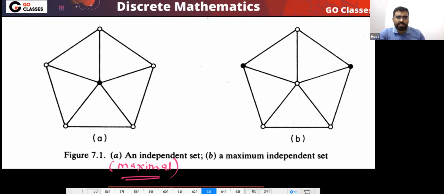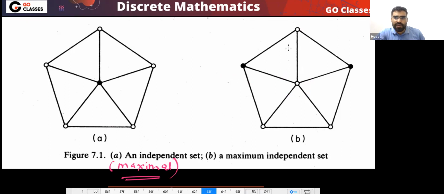Actually, in this graph, what is the maximum independent set you can create? You can take only 2 vertices. See, you cannot take 3 vertices. Whatever 3 vertices you take, with this vertex, you cannot take anything else. With this vertex, you cannot take anything else.